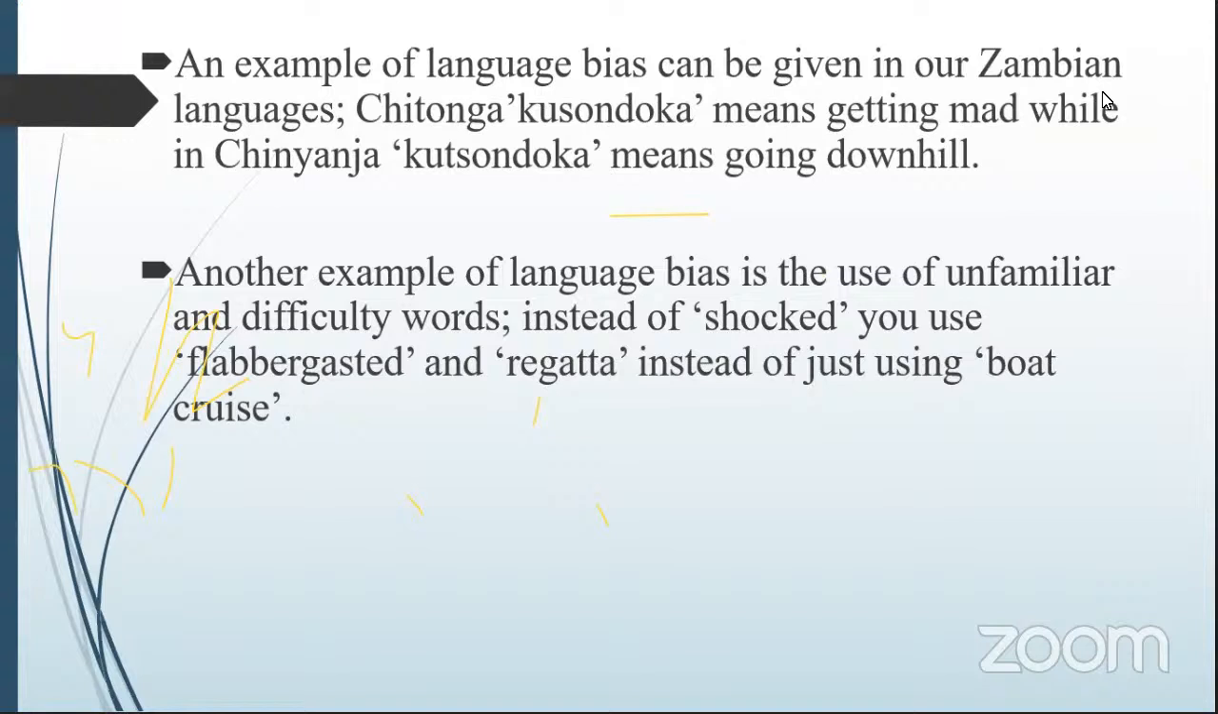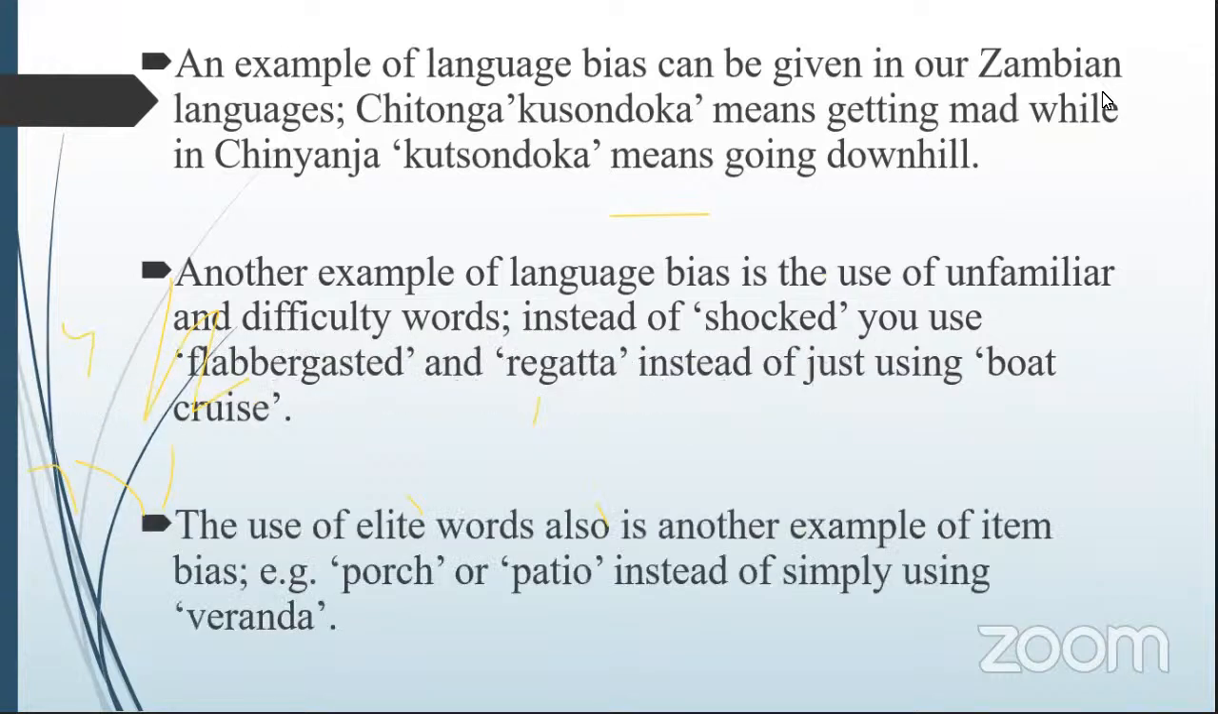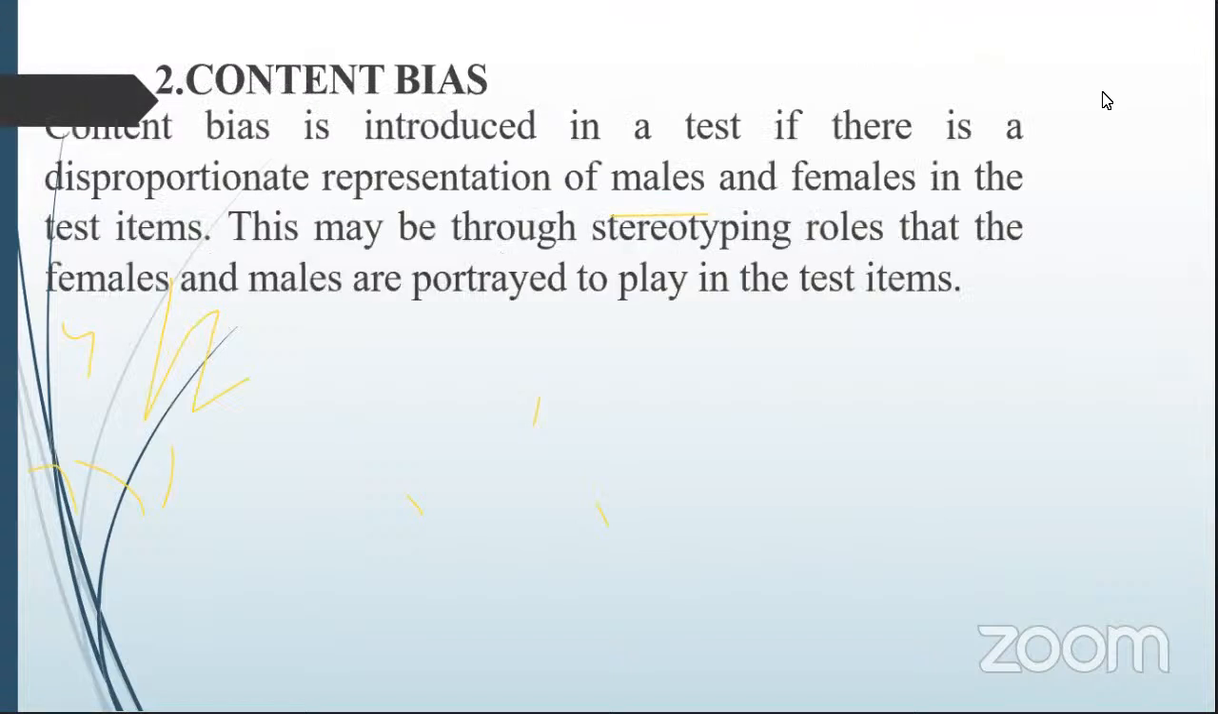Then there's biasness. Another example of language bias is the use of unfamiliar and difficult words. Instead of shocked, you use flabbergasted, instead of just using articles. The use of elite words also is another example of item bias, e.g. poach or partial instead of simply using veranda, which learners are used to. So those were examples of item bias.